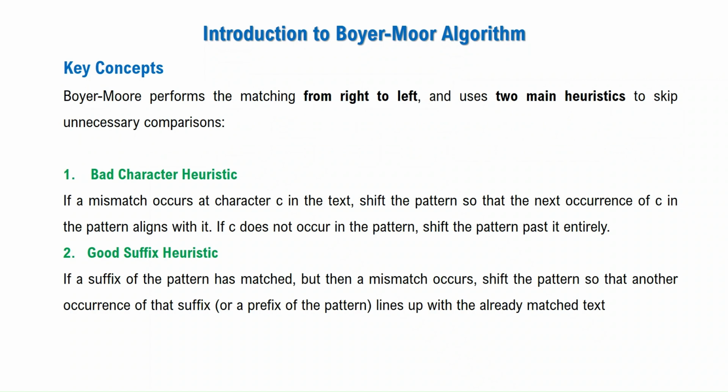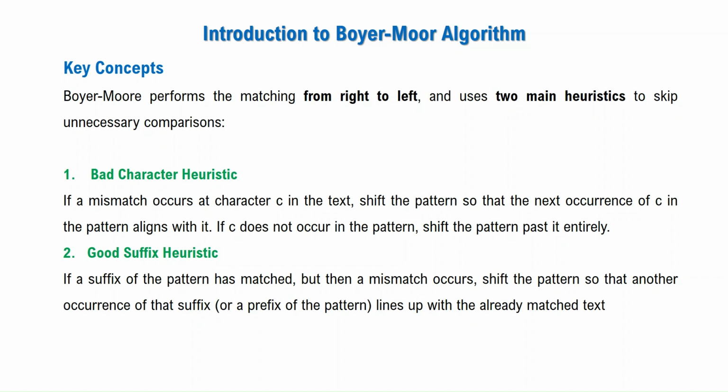Let us understand these two rules. What is the bad character heuristic table? Suppose a mismatch happens. We shift the given pattern so that the mismatched character in the text aligns with the last occurrence of that character in the given pattern. If it is not in the given pattern at all, we skip the pattern completely past that character. For that we have a formula, which we'll discuss in upcoming slides.